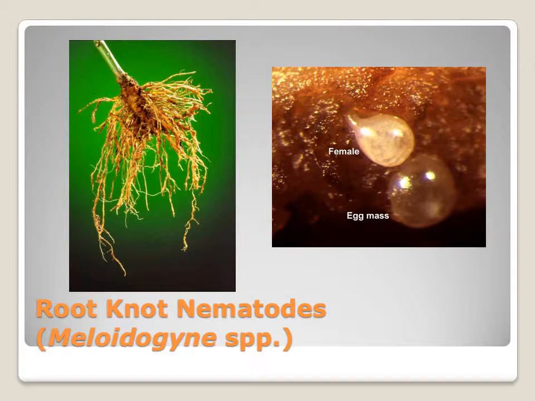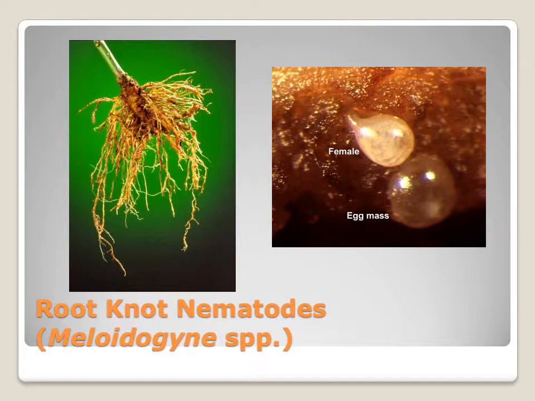Here on the left, we see an example of root knots on a plant. Sometimes if you have vegetables, especially tomatoes, peppers, and okra, if you've ever tried growing them, the plant will begin to wilt and die. You dig the plant up, you look at the roots. The roots are unusually thick, swollen, and they have large bumps or root knots on them.